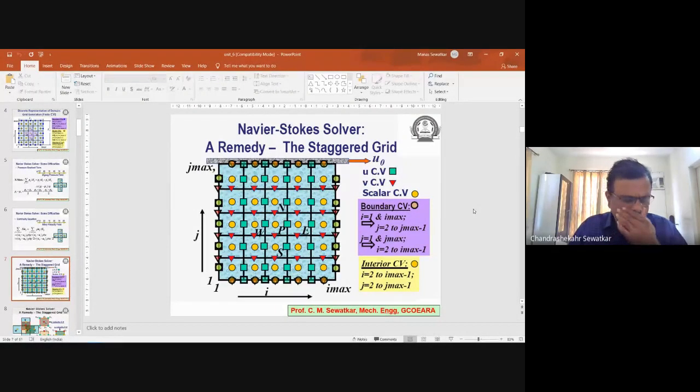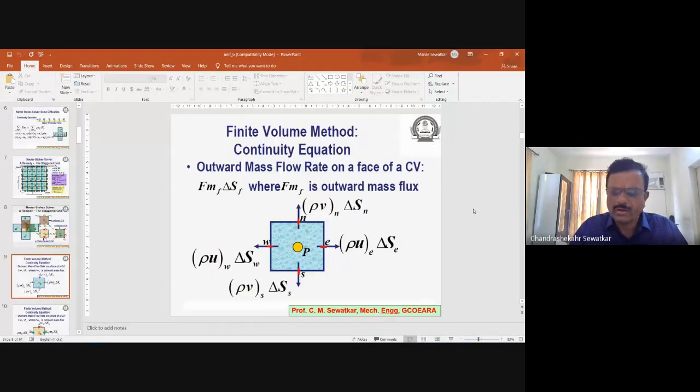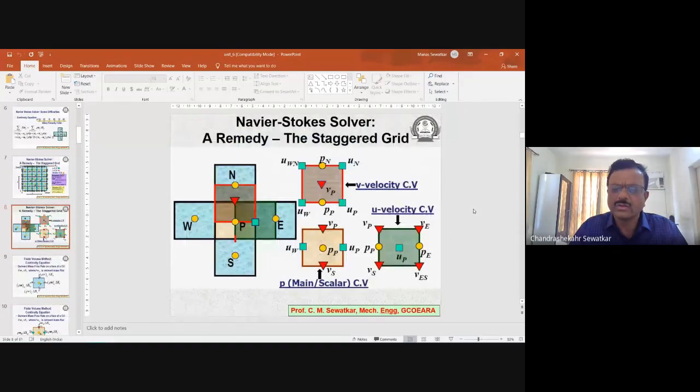Co-located grids can also be taught, but that will take a separate 2 or 3 hours of session, which we have not planned in this particular program. We have seen how, independently, the U control volume, V control volume, and P control volume look like, and we have seen the location of the corresponding other control volumes if we consider any of the control volumes.